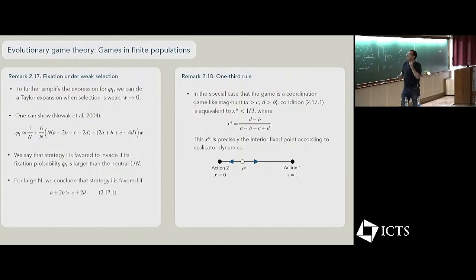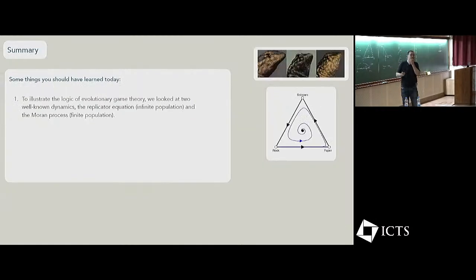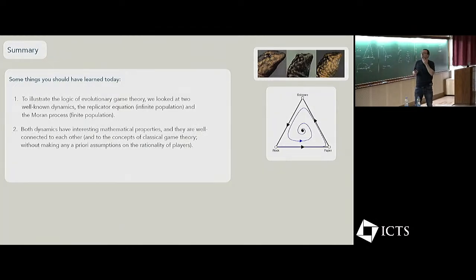All right, so this is what I wanted to tell you about today. What you should have learned is, I presented you with two very basic examples of how people do evolutionary game theory in theoretical biology. One is replicator dynamics in infinite populations, and one is the Moran process in finite populations. Both dynamics have very interesting mathematical properties.